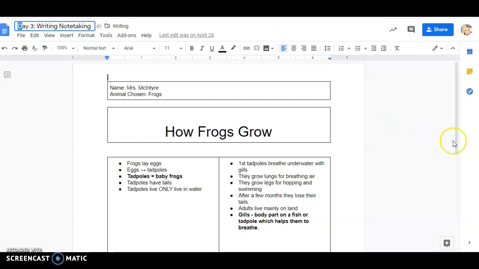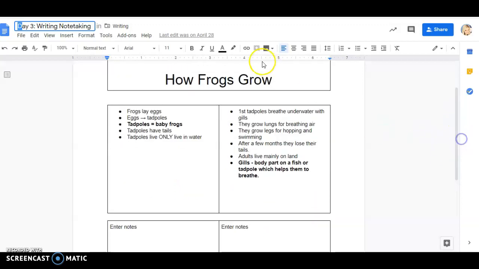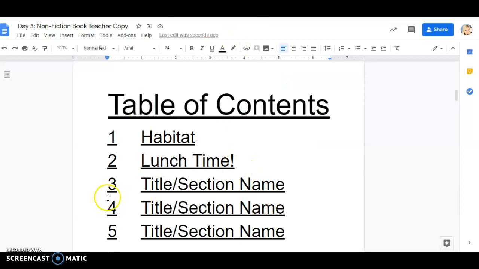Once you have your notes up, this will be your section, your title, or you can change it as long as it matches with what you're talking about. I'm going to keep it the same with how frogs grow. I could also label it frog life cycle, frog babies, adult, or babies to adults, however you want to label it. Now you might not be talking about how your animal grows on this section, that's okay. Whatever you are talking about, make sure it's staying on that same topic.